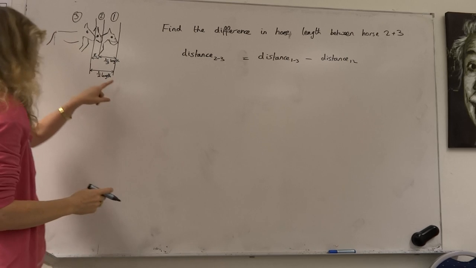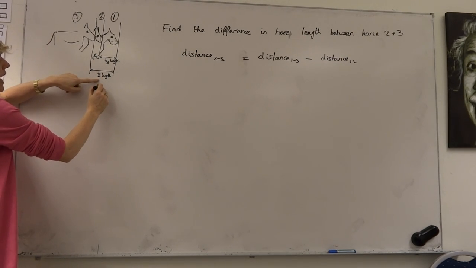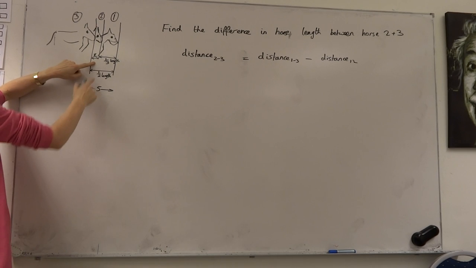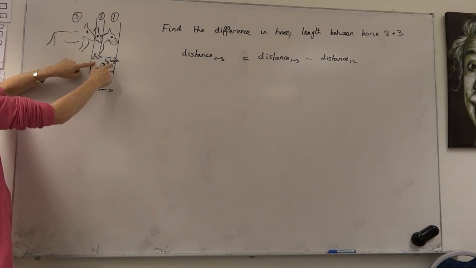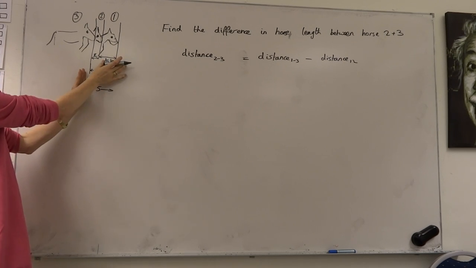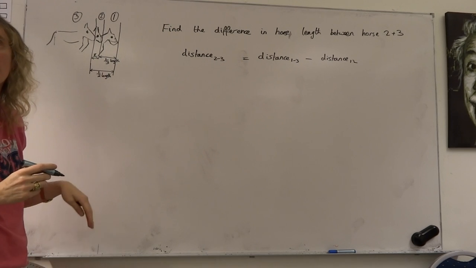Okay? Think of it if it had been whole numbers. If this one had been 5 horse lengths here, and this one had been 3 horse lengths here, how would we have got that one? 5 minus 3. Yeah, if it had been whole horse lengths. We'd have taken the distance here minus that distance there, it would have given us this distance. We do exactly the same thing even though it's fractions.